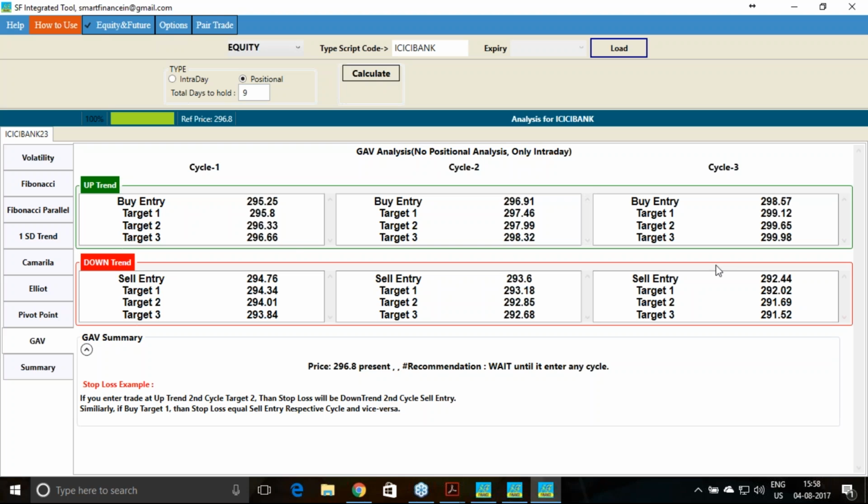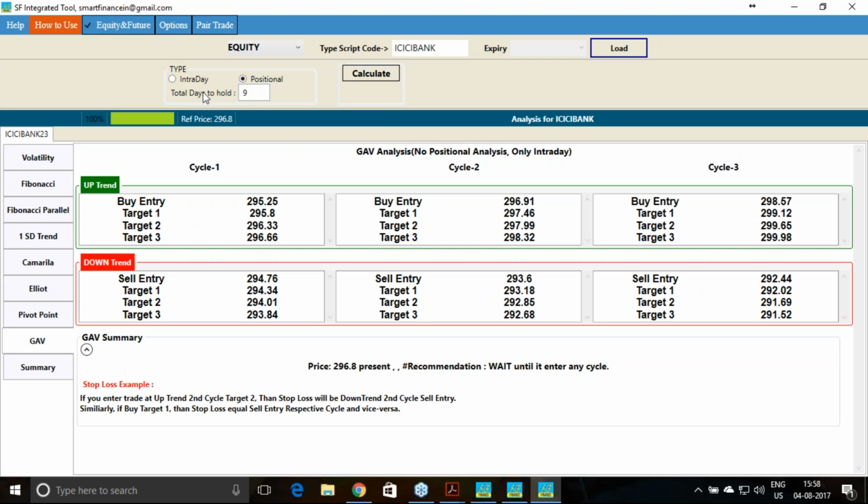So Mr. Umesh Saji is asking, while choosing the positional option, it is showing the intraday, because certain studies don't have any positional analysis. Like you can say GAV analysis, you can do only for intraday. GAV analysis you cannot do for the positional. GAV analysis is only for intraday. So for that reason only, GAV analysis you won't get for positional.